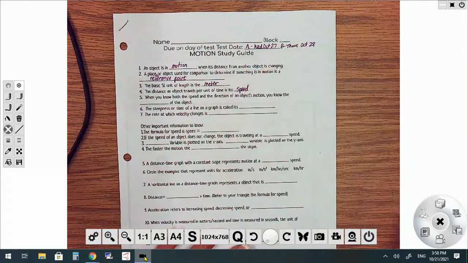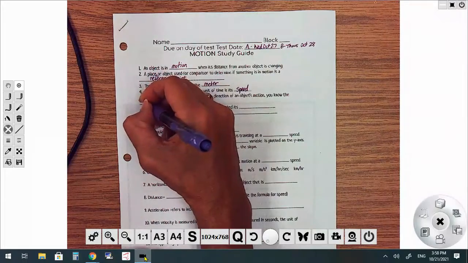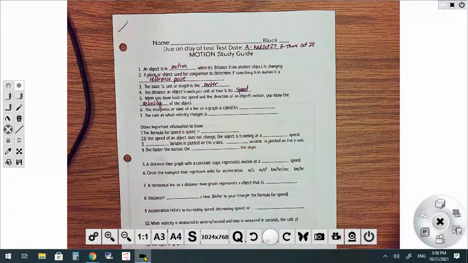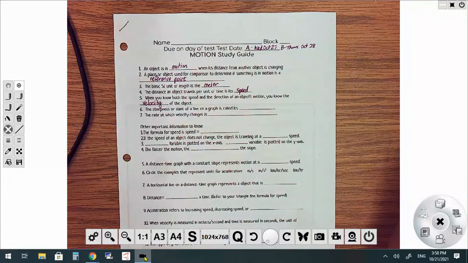Speed. When you know both the speed and the direction of an object's motion, you know the what of an object. That is right, velocity. Remember, velocity is speed in a given direction. So it's still distance over time. It's just giving you a little more information, which is what direction the object's going. It could be going up, down, north, south, east, west, forward, backward. It has to have some kind of directional component with it.